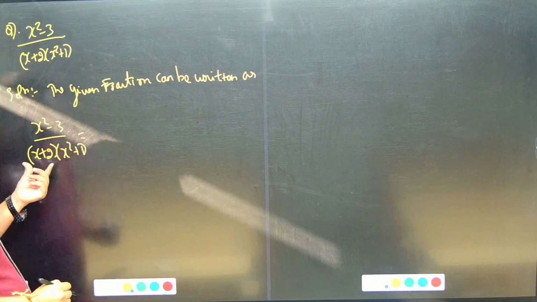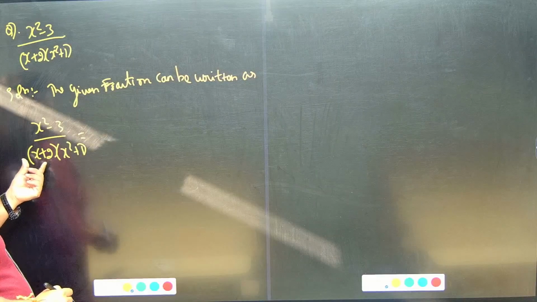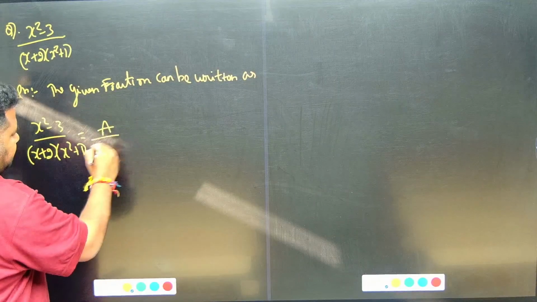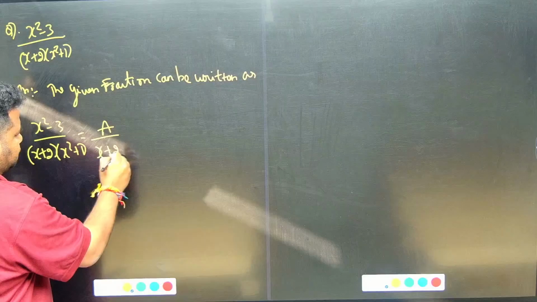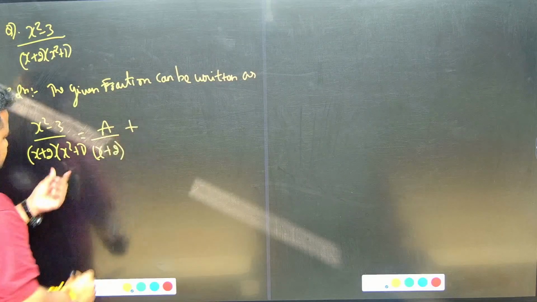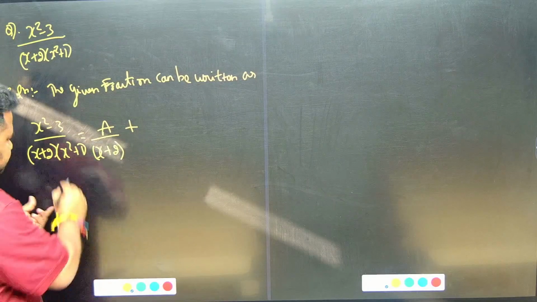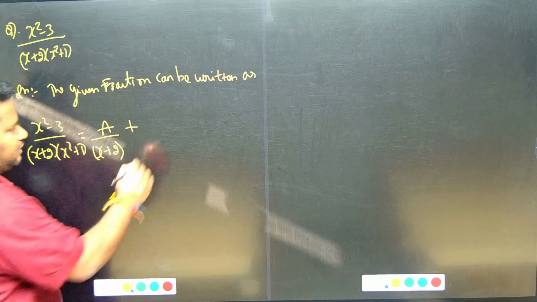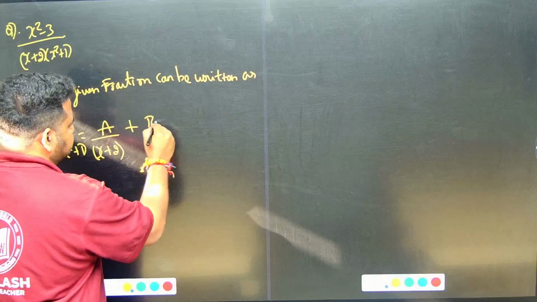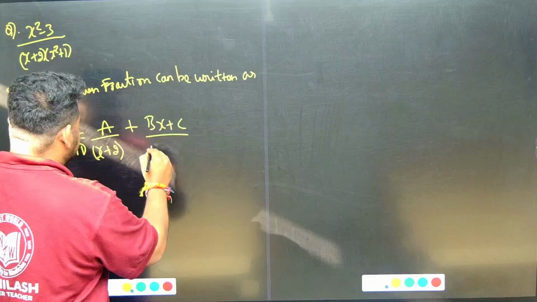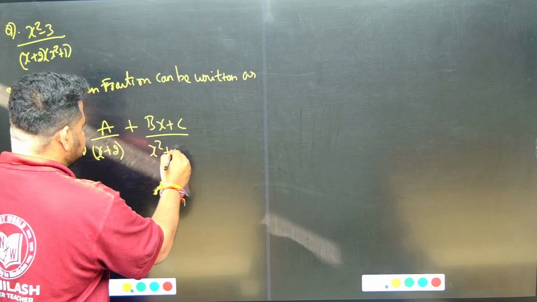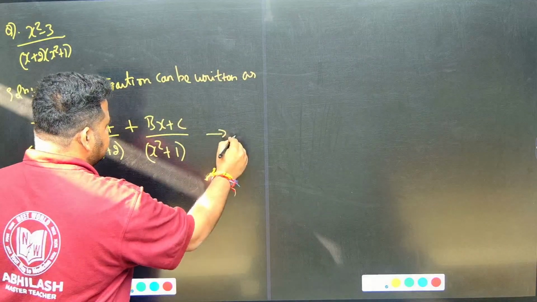First, the denominator has x + 2, which is linear, so I can write A by (x + 2), plus, since x² + 1 is non-factorable, it should be written as (Bx + C) divided by (x² + 1). Let us write this as equation 1.